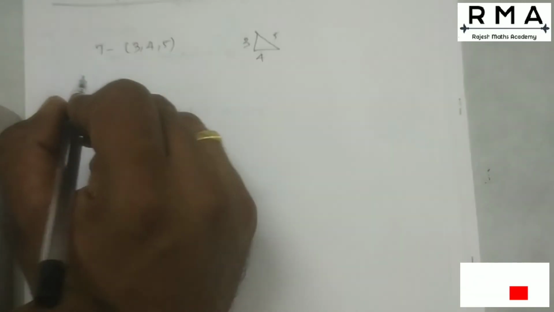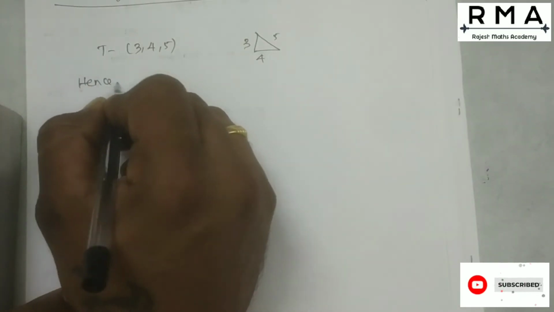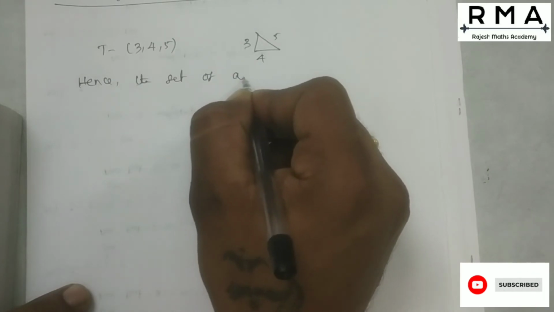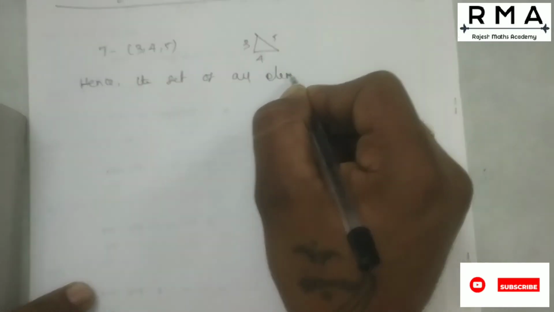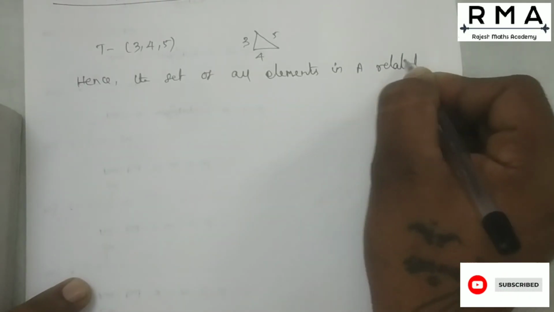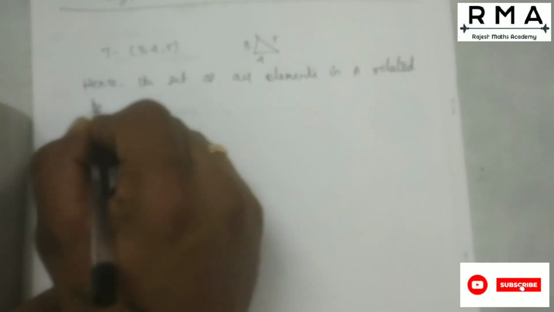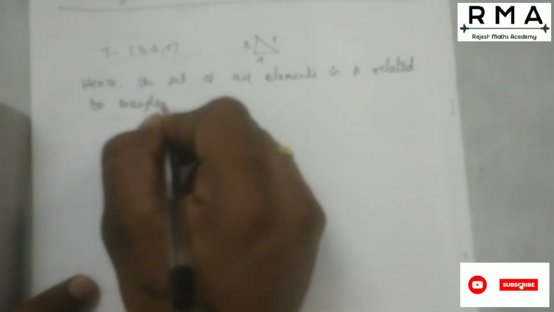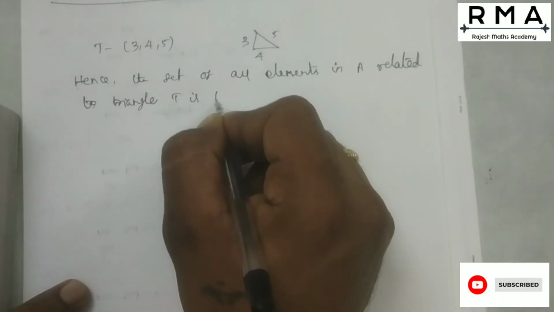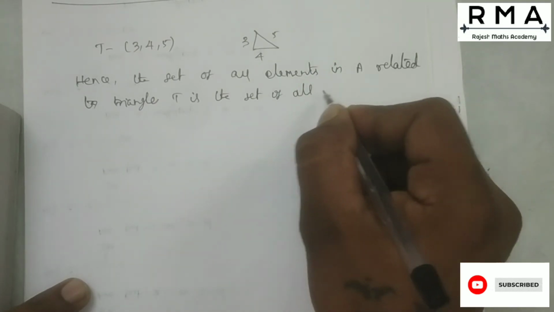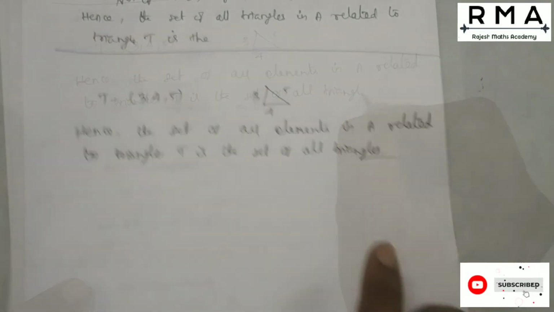So how to write that? Hence the set of all elements in A related to triangle T is the set of all triangles.